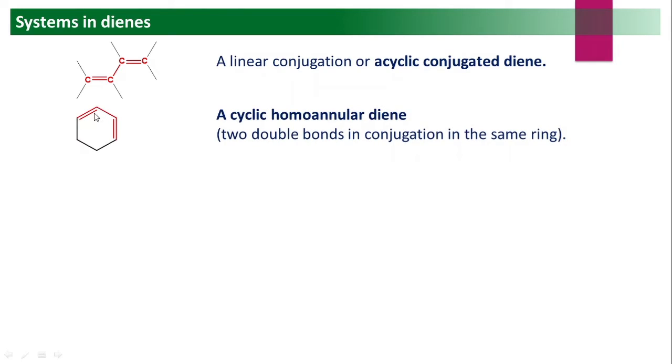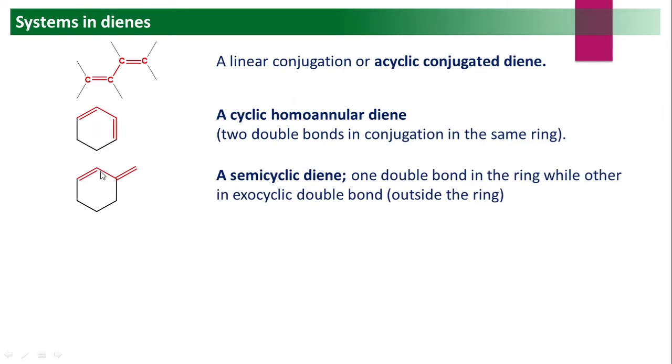Then this same diene, if it is present in a 6-membered ring, is called a cyclic homoannular diene. This type of double bonds is called a homoannular system. If 2 conjugated double bonds are present in the same ring, that system is called a cyclic homoannular diene or homoannular system. So this is the important thing.